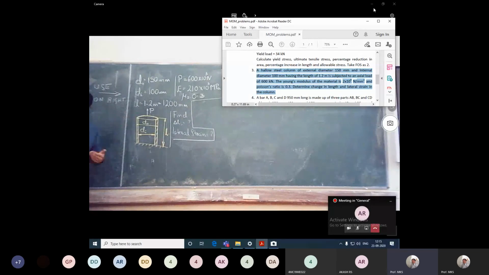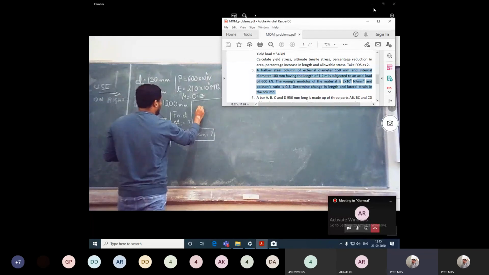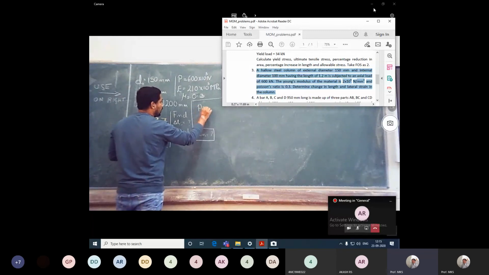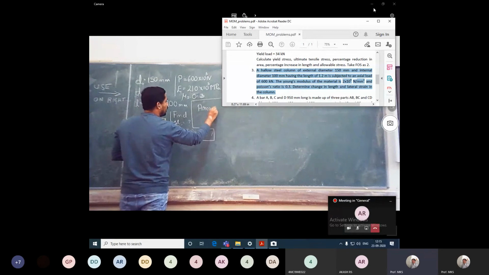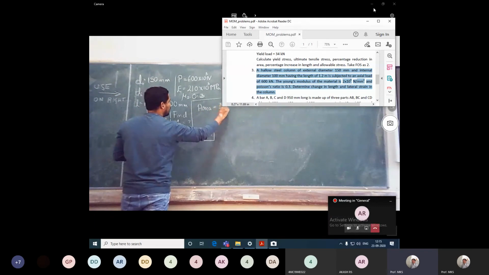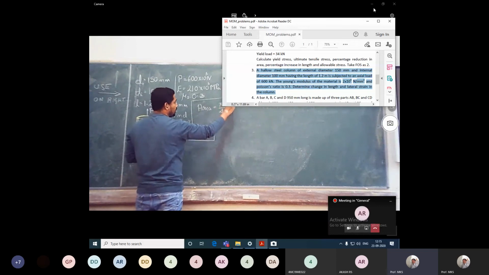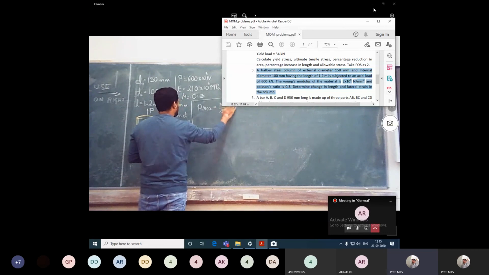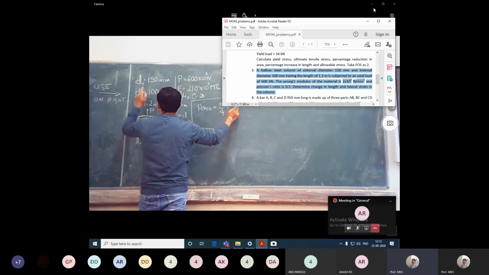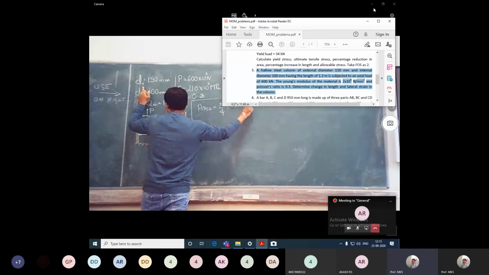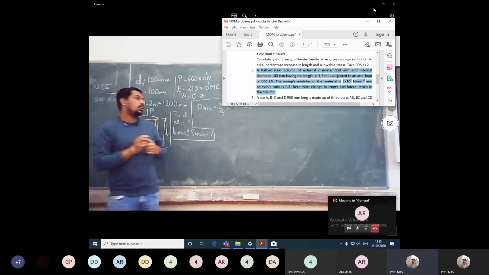So how to find out the area for a hollow cross section? Since two diameters are here, first you find out the area of the cross section. The general expression is pi d square by 4. If it is a solid shaft, that is it. If it is a hollow column, then it is given by pi by 4 times D naught square minus di square, right? D naught minus di.